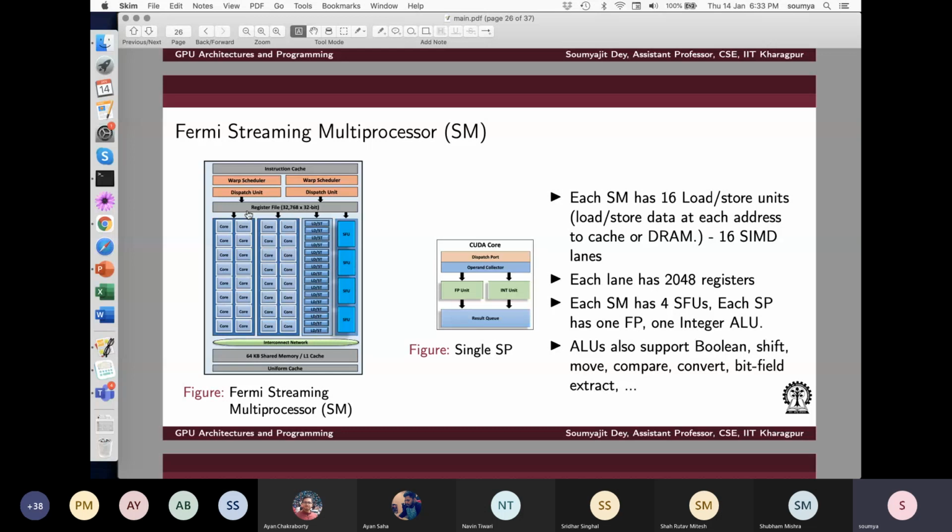So let me just summarize properly. You have a set of SPs or scalar processors. Each scalar processor gets a part of this register file for its personal usage.